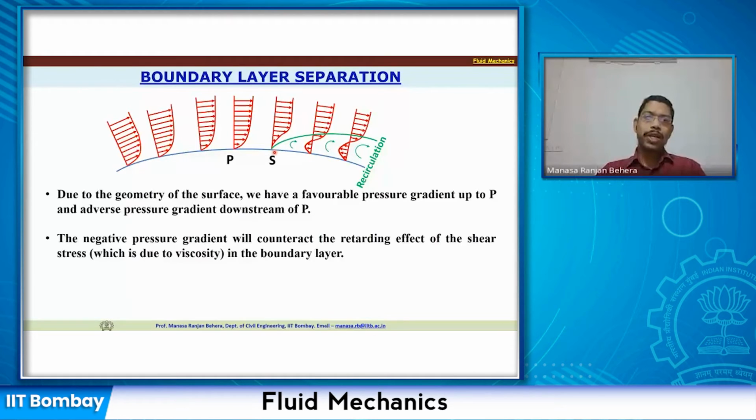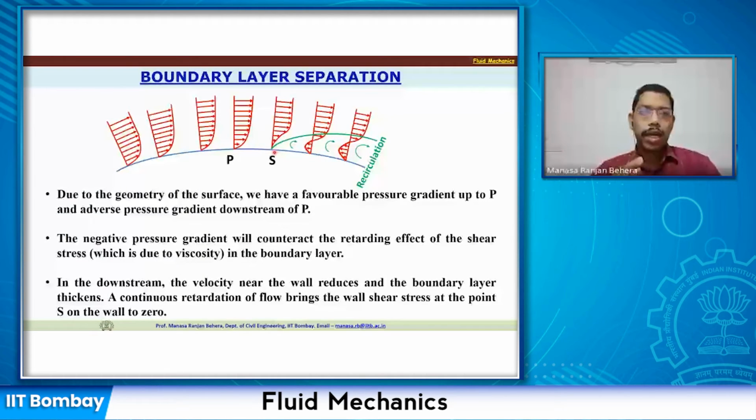Now there will be a point when the negative pressure gradient will counteract the retarding effect of the shear stress, which is due to the viscosity in the boundary layer. Downstream, the velocity near the wall reduces and the boundary layer thickens. So your boundary layer keeps on increasing and the velocity is going to reduce.